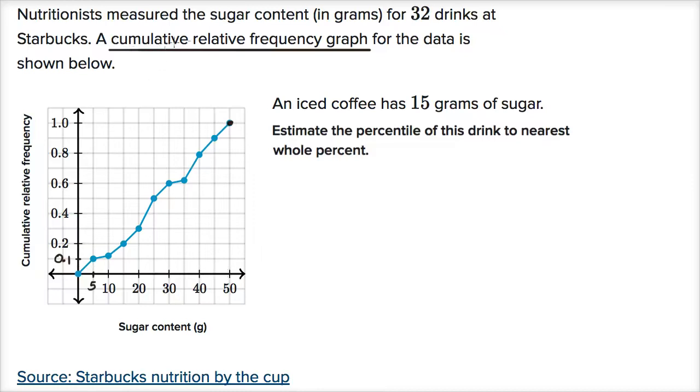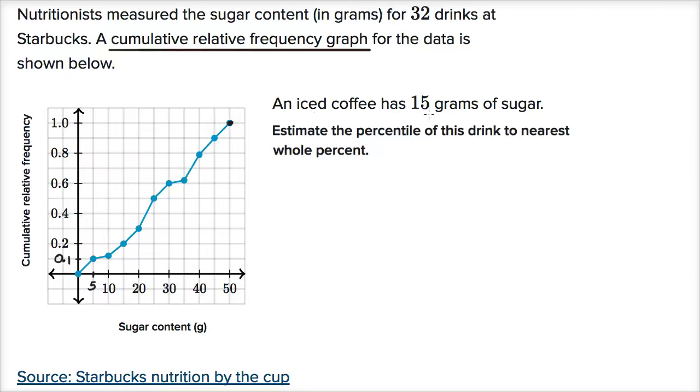The cumulative relative frequency, that's why for each of these points, we say this is the frequency that has that much sugar or less. And that's why it just keeps on increasing. As we add more sugar, we're going to see a larger relative frequency has that much sugar or less. So let's read the first question.